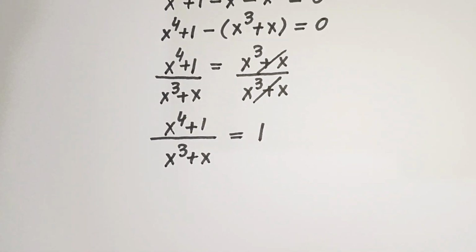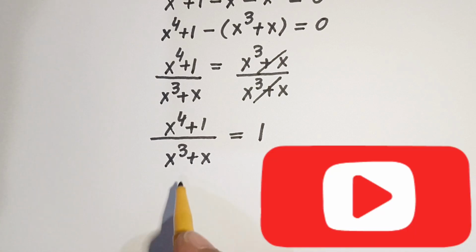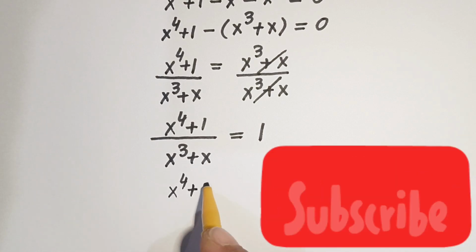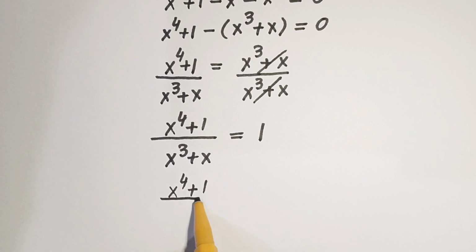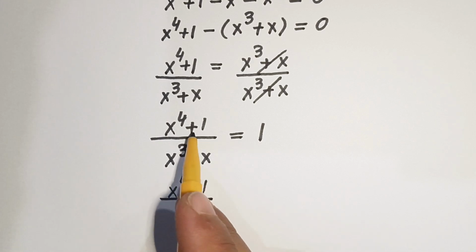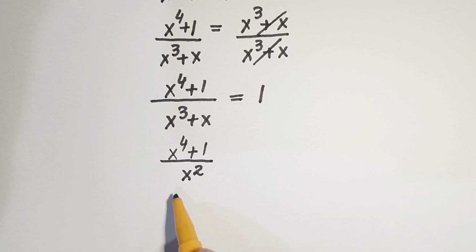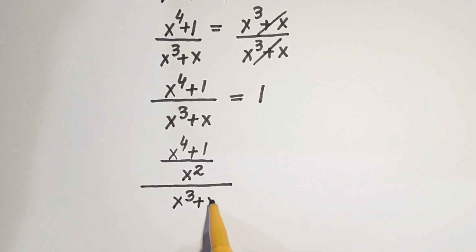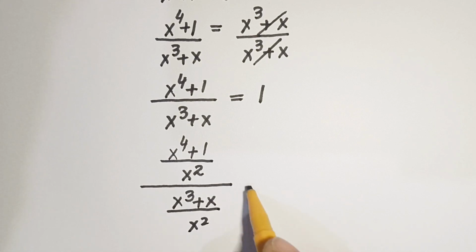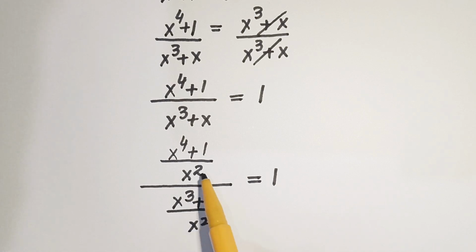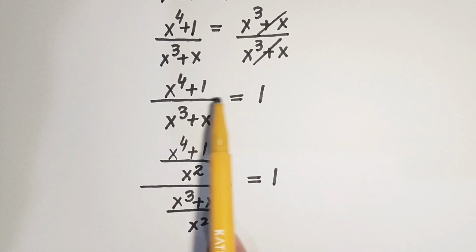Now on this left hand side we are going to write x to the power 4 plus 1, and we are going to divide by x squared in the numerator, and similarly divide the same term in the denominator, which is x cubed plus x over x squared, which is equal to 1. Here we have just divided by x squared in numerator and denominator, and if you multiply it by x squared then it cancels, so there will be no difference. This step will be equal to this one.